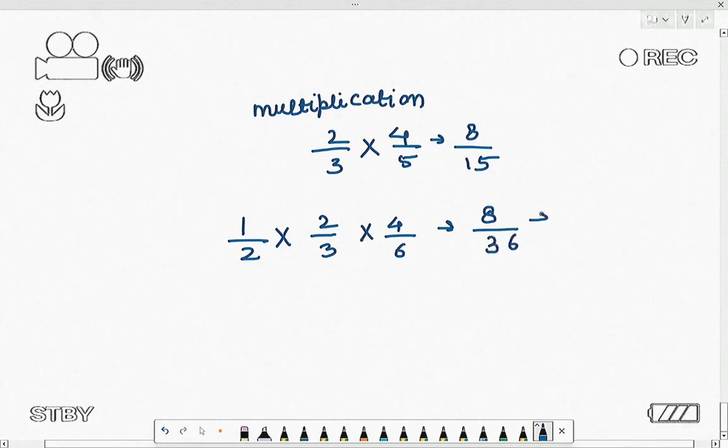If you want, you can further solve it and write it in simpler form. If you divide 8 and 36 by 4, you will get 2 and it will become 9. That is 2 by 9, the simplified form of the same.